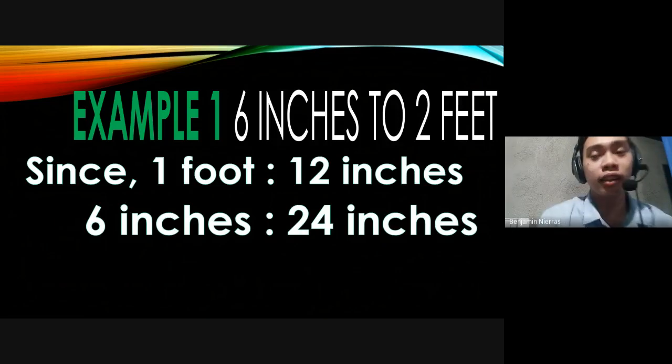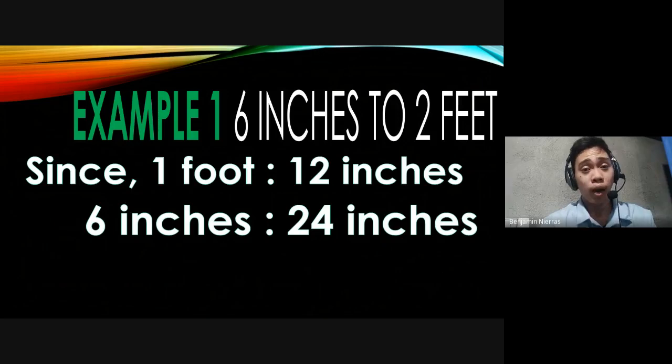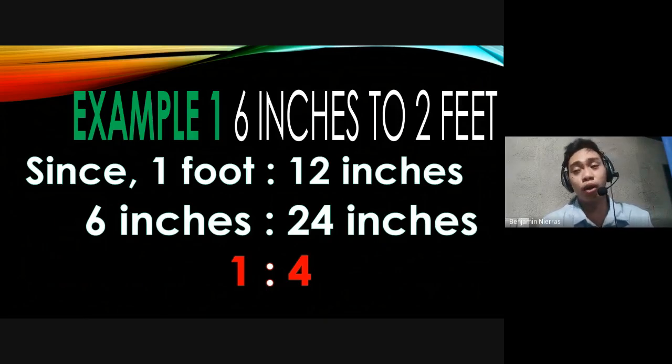So simplifying them both by dividing by the greatest common factor, 6. 6 divided by 6, 1. 24 divided by 6, 4. So therefore, our ratio will be 1 is to 4. So for 6 inches to 2 feet, the ratio will be 1 is to 4 in terms of inches. You may use feet if you would like, but I chose inches here. 1 is to 4. Okay, clear.